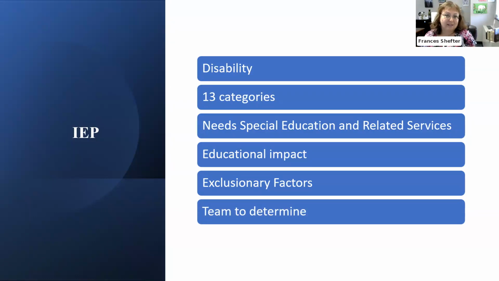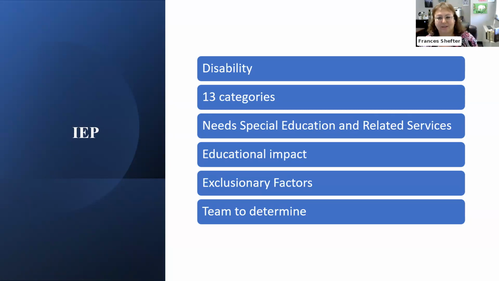IDEA also requires in the IEP that there's a team of specific members. So it's always persons with knowledge of the student, and it must include a special education teacher, a general education teacher, someone who can interpret evaluation results, which is usually the school psychologist, the LEA, which is the district representative with authority over special education. Sometimes that's a special ed coordinator, sometimes it's the principal, it depends on the school, and the parent, of course. And remember, we're all equal members of the team. It's not one above the other.